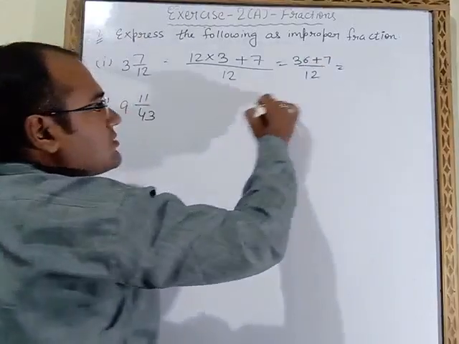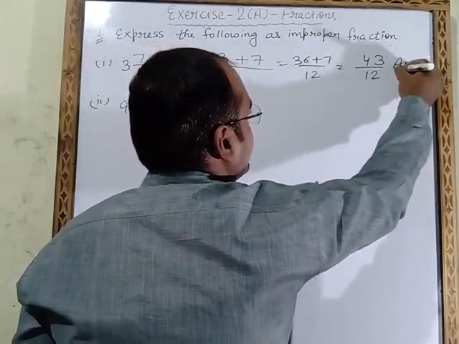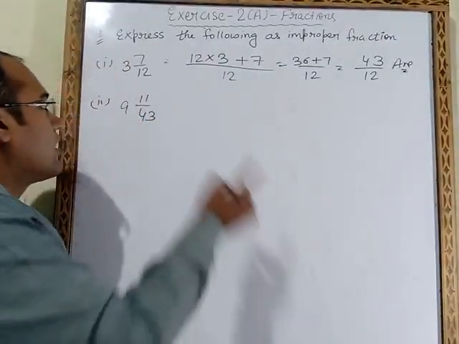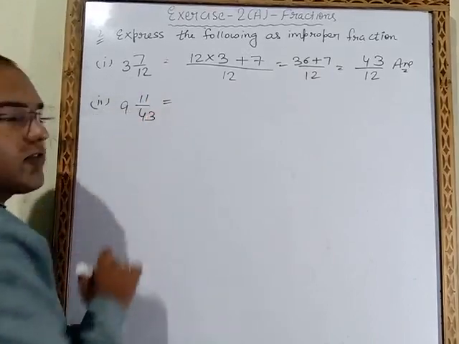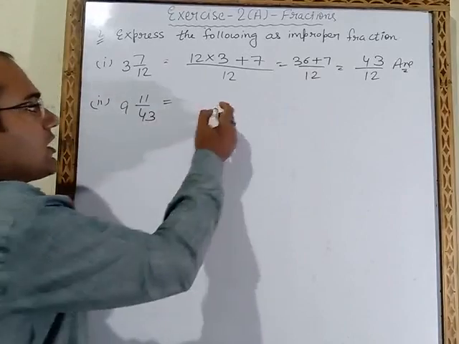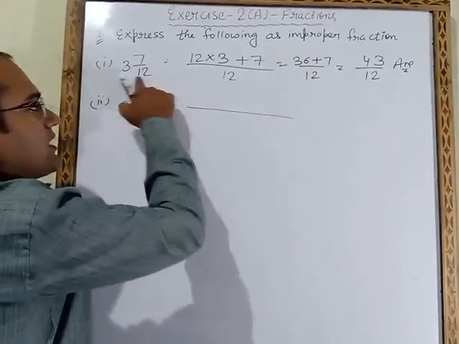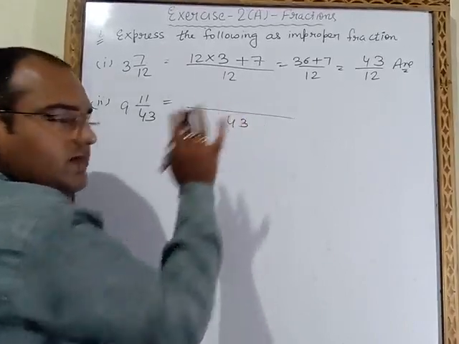Now we will add these two. 43 upon 12 is the answer. Now see one more part. Second part. 9 whole 11 upon 43. So what we have to do? First of all we will multiply these two. In the denominator you have to write same number as we had written here. 12 is there, so we had written 12. Now 43 is there, so we will write here 43.